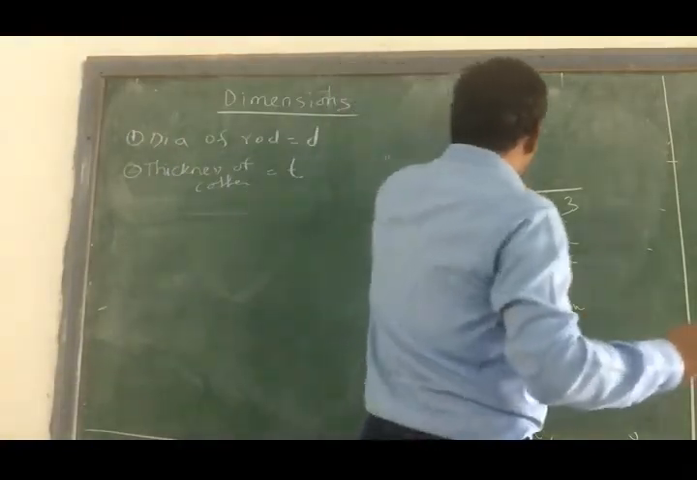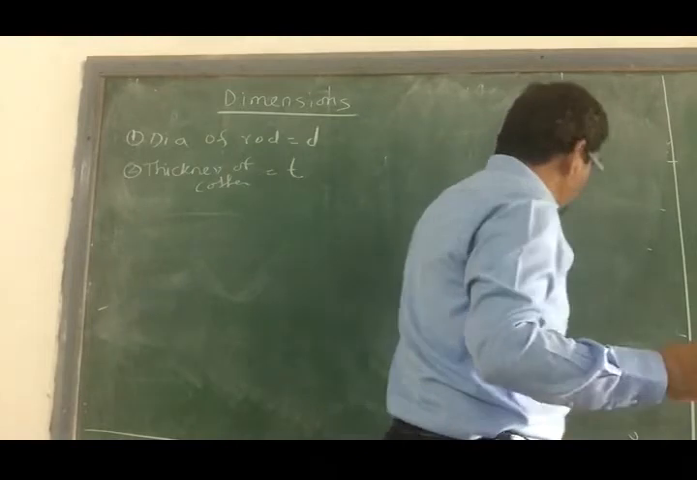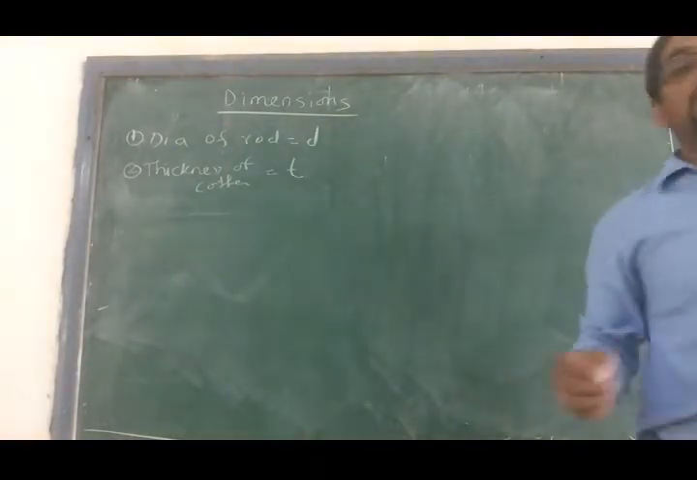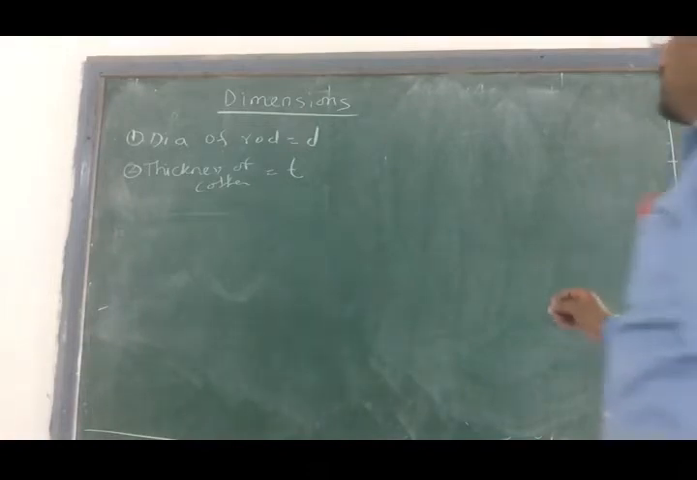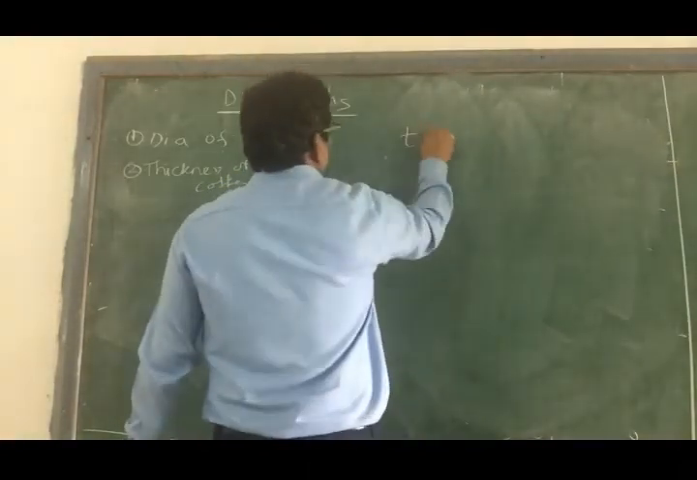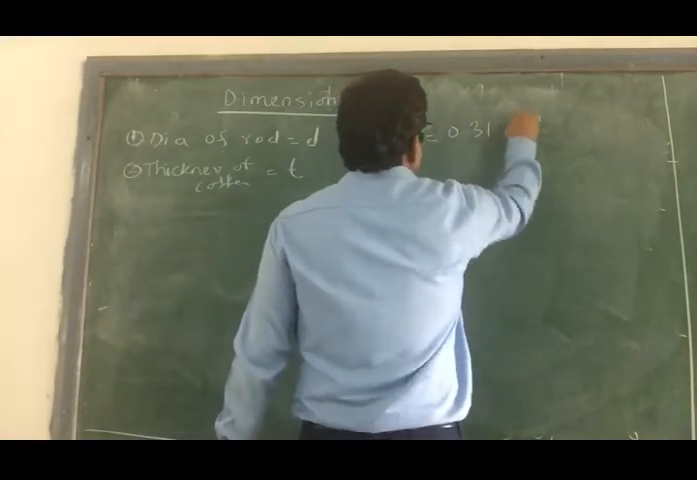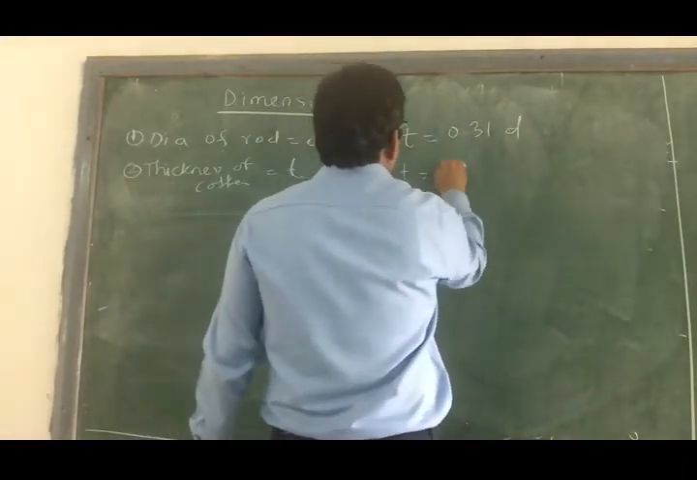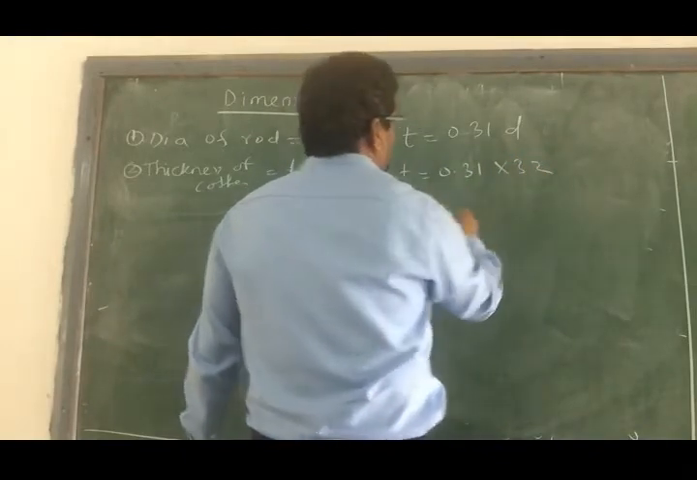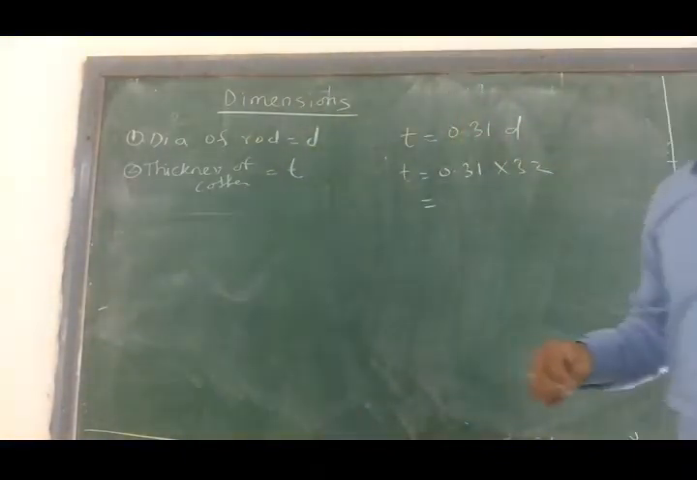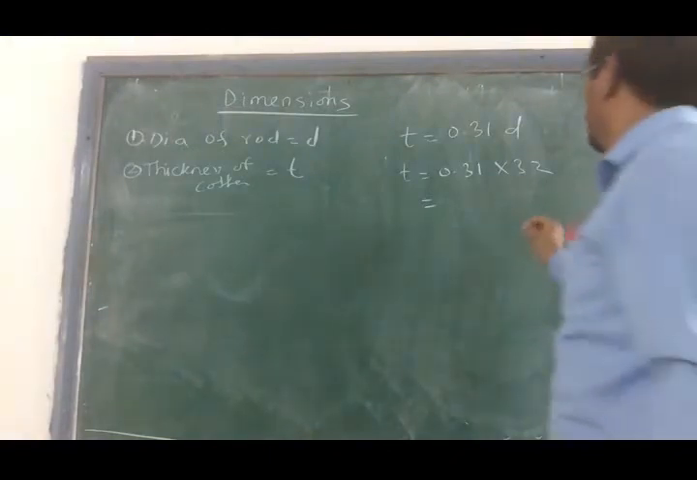For the thickness of the quarter, we use an empirical relation. Using the empirical relation, we'll find out t, then use that for the calculation. The empirical relation is t is equal to 0.31 d. So t is equal to 0.31, and we got d as 32, so it becomes, I think, 9.92 mm.